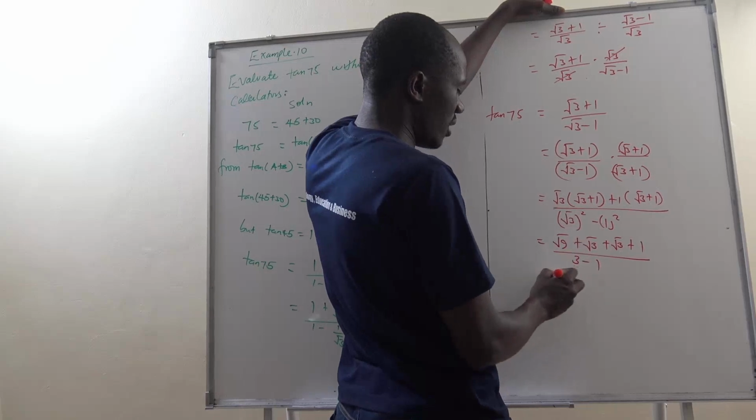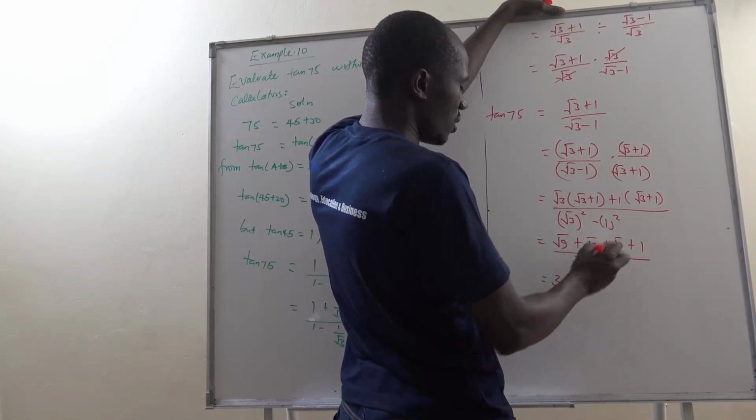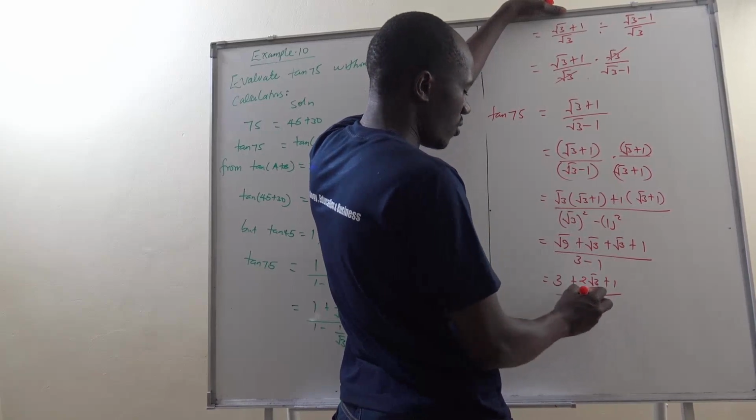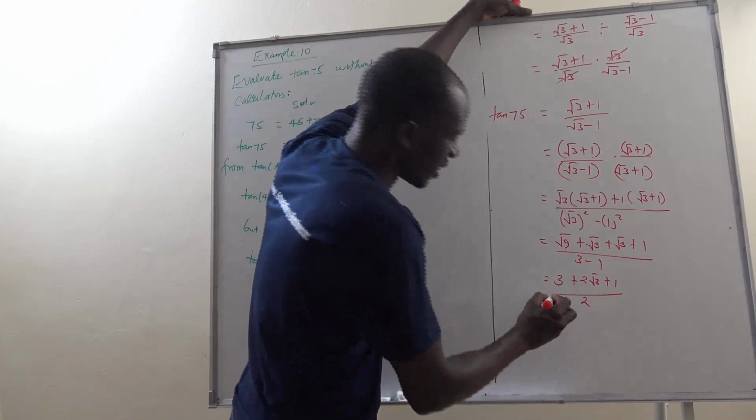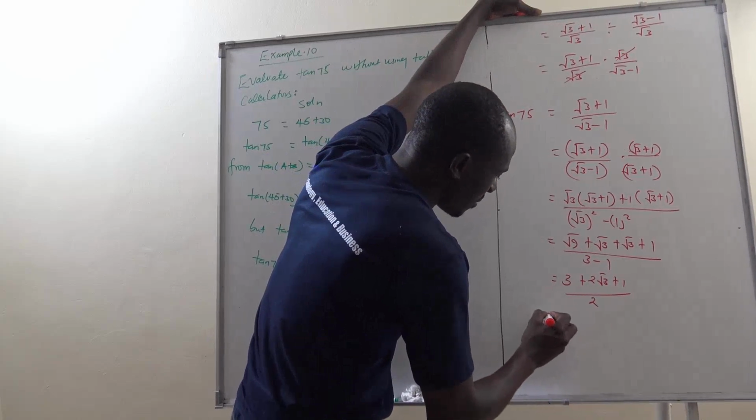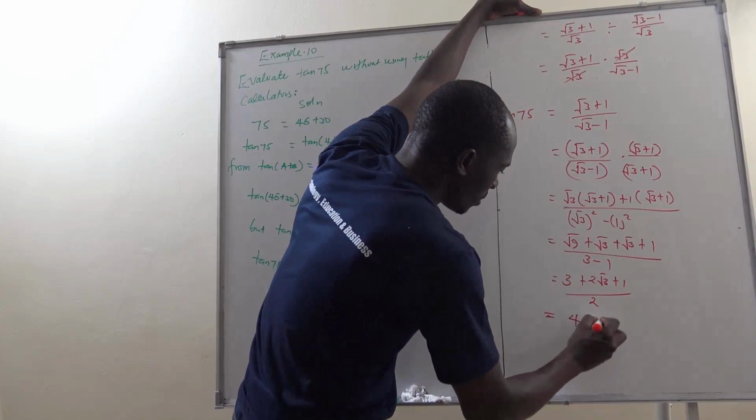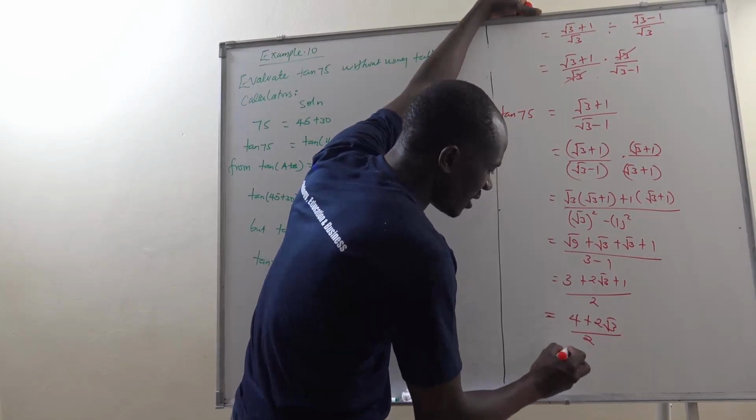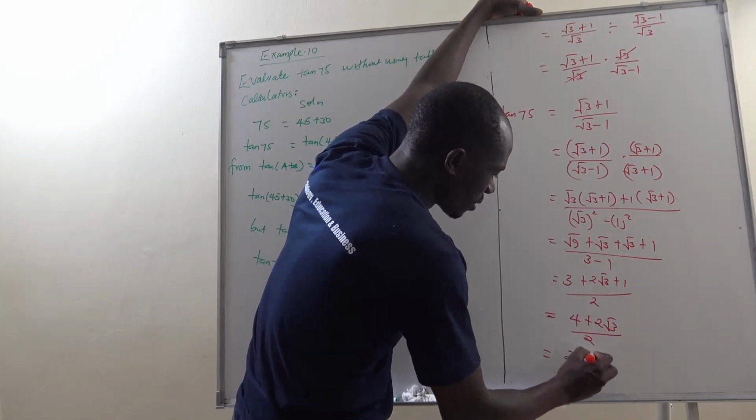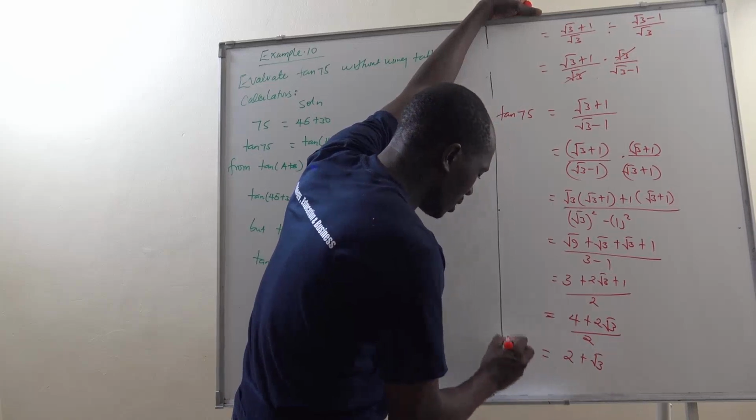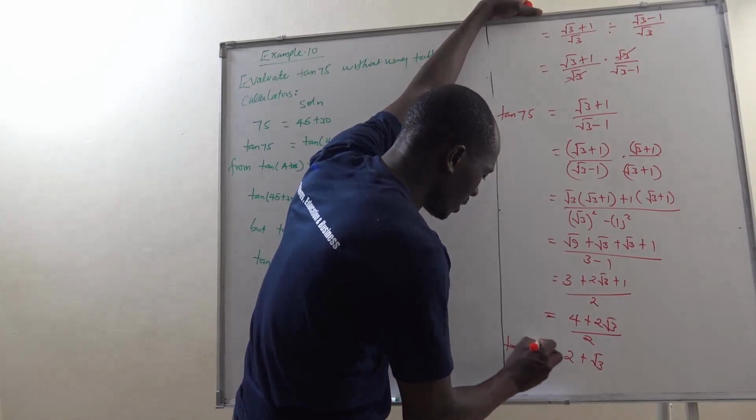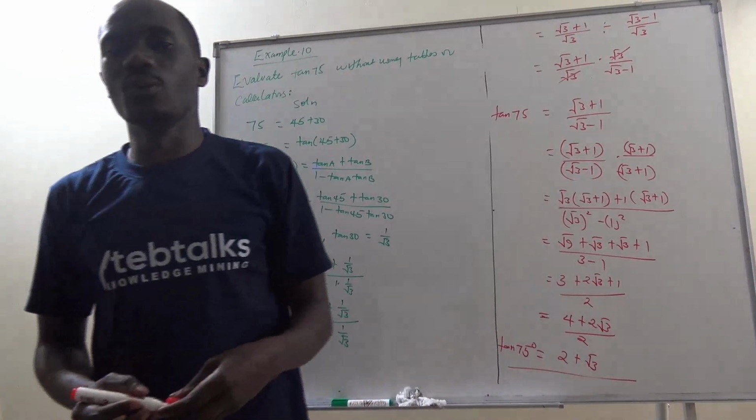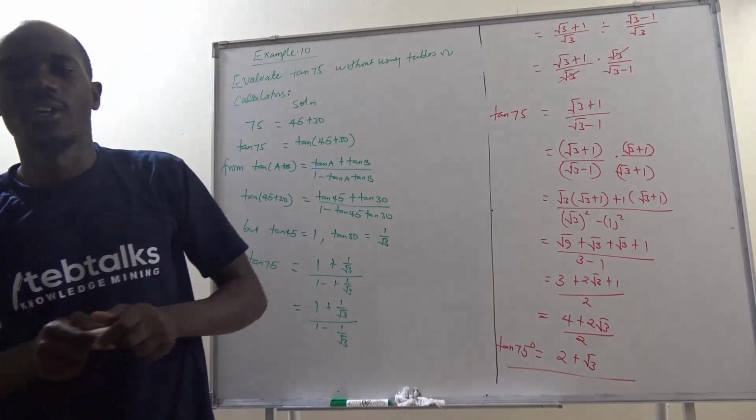What is the square root of 9? Is 3. Plus root 3 plus root 3, 2 root 3, plus 1, all over 2. Collecting like terms, this one becomes 4 plus 2 root 3 over 2. And the 2 divides everything, we are getting 2 plus root 3, which is equal to tan of 75 degrees. That's how we do such kind of a number.